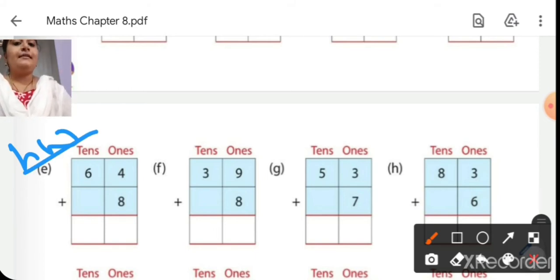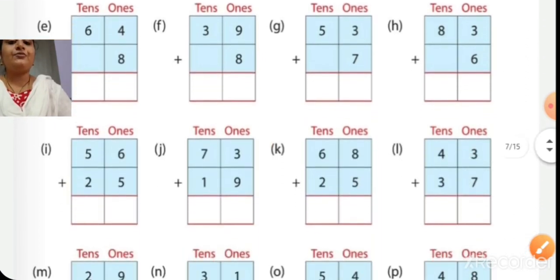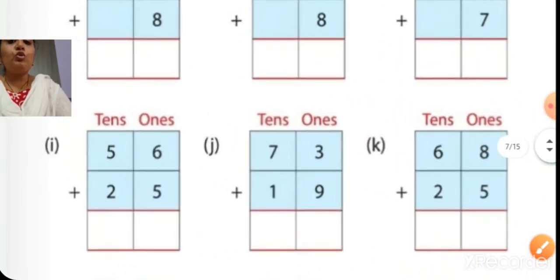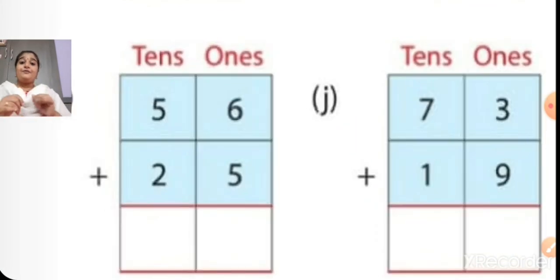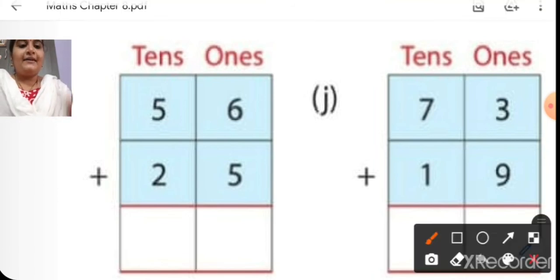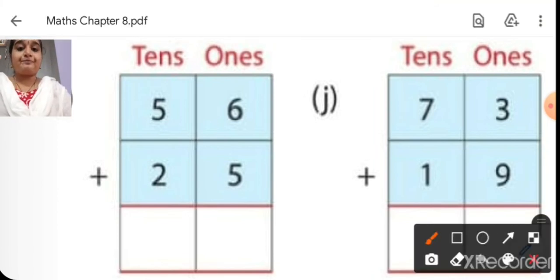Yes. Next, we are going to add two two-digit numbers by the carry forward method. We already did this, right? But we are going to carry forward the extra thing. That will be the only extra thing here. Okay, children? I will teach you the first sum.